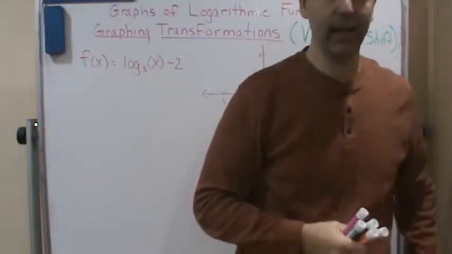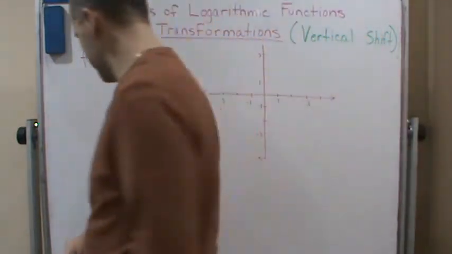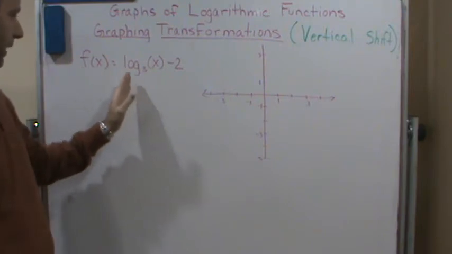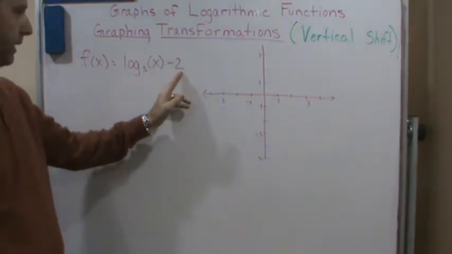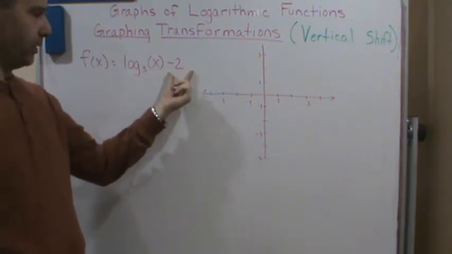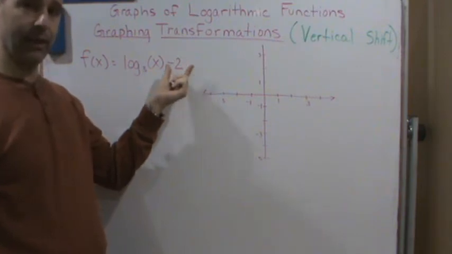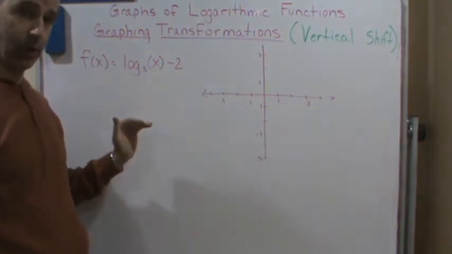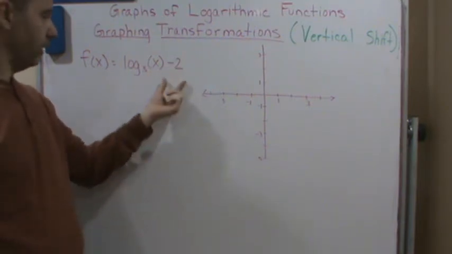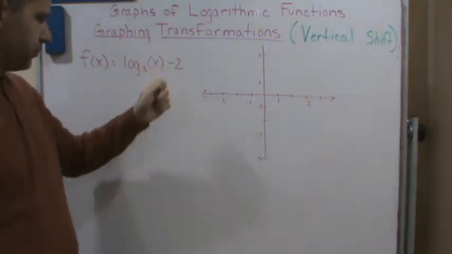Okay, so welcome back. And now we're going to do an example of a vertical shift. So here's the log function: f of x equals log base 3 of x minus 2. Notice that I'm subtracting outside the function. So this is a vertical shift. And I'm subtracting 2, so that means it's going to be down. Remember, vertical shifts are exactly the way you would think they would be. Subtraction is going down, adding is going up. Okay, so I'm subtracting from the y value.